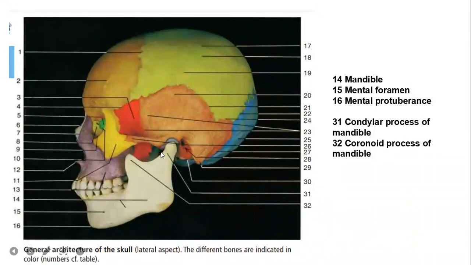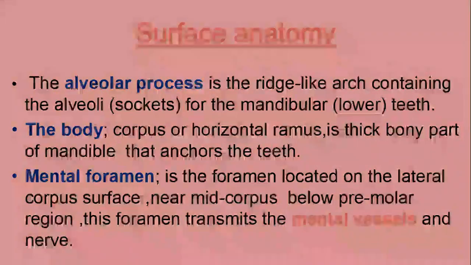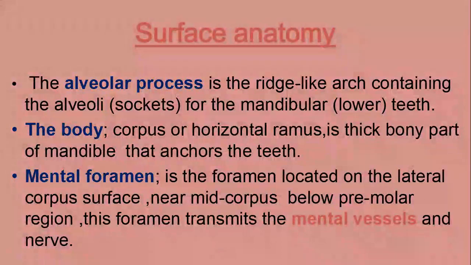For this part, I know you can ask, this is the mandibular notch, then we have the angle of the mandible, but let's get to the real facts so that we can discuss them. The alveolar process is the ridge-like arc containing the alveoli, which are the sockets for the lower teeth. The body, or corpus, or horizontal ramus, is the thick bony part of the mandible that anchors the teeth. The mental foramen is located on the lateral corpus surface near mid-corpus below the premolar region, and this foramen transmits the mental vessels and nerve.